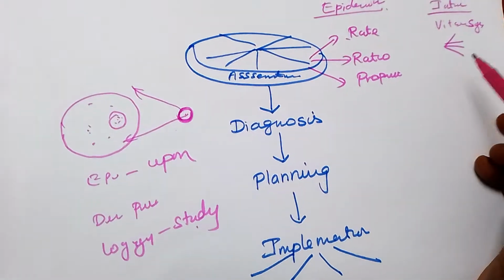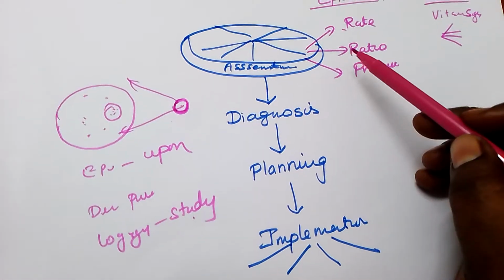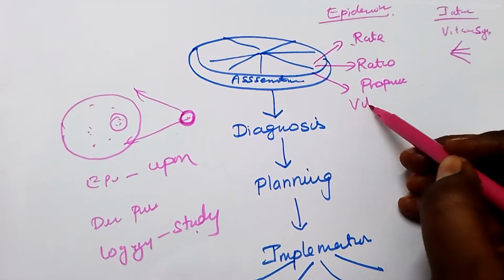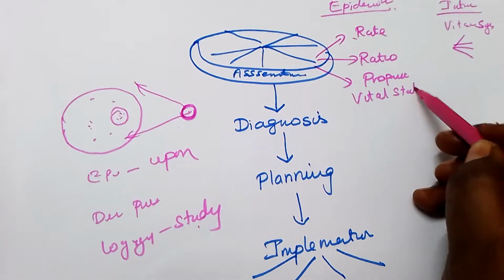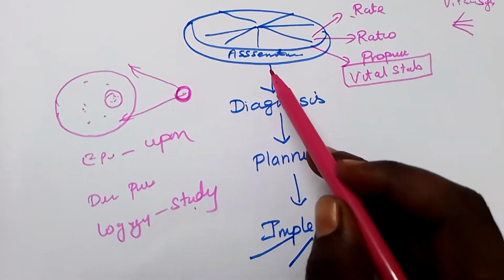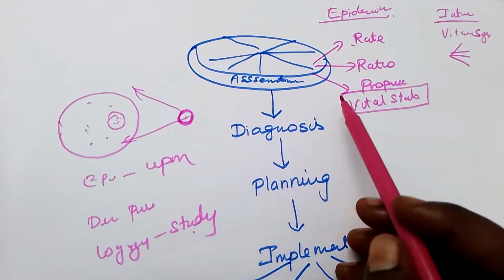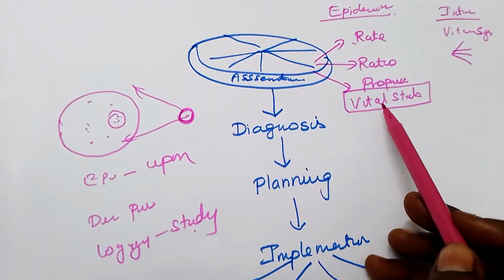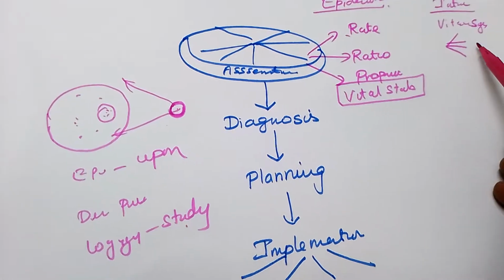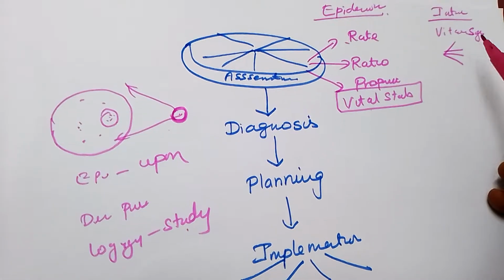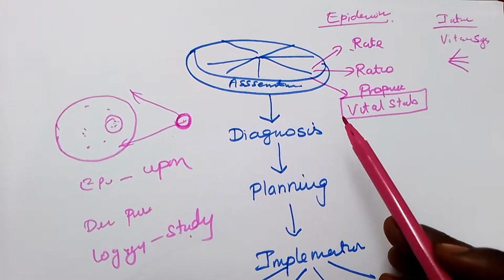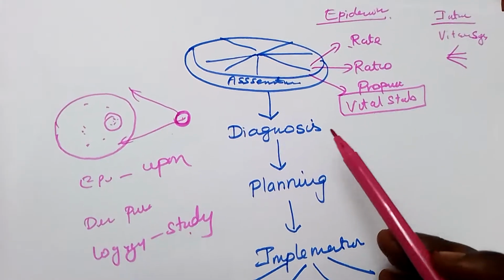So the epidemiologist will measure and tell about vital statistics. Vital statistics is the vital information about the community. This vital statistics is going to help me to assess the community health. So just as vital signs are important to assess individual health, in the same way vital statistics is going to help me assess community health.